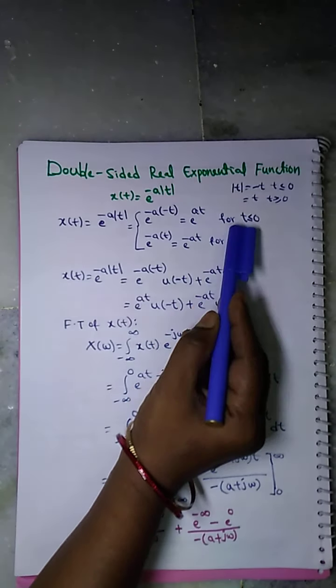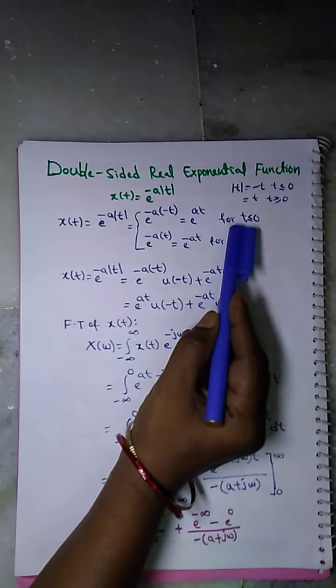Just now we have discussed that |t| will be equal to +t for t greater than or equal to 0, whereas the modulus of t will be equal to -t for t less than or equal to 0. So that is why e^(-a|t|) will be taking two values: e^(at) for t less than or equal to 0, and e^(-at) for t greater than or equal to 0.